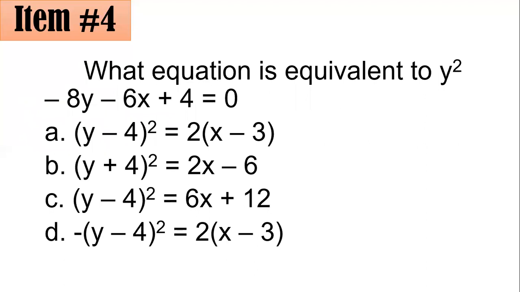What equation is equivalent to y squared minus 8y minus 6x plus 4 equals 0? When we say equivalent, these two equations appear different, but through algebraic means, they could actually be the same equation. In this case, we will be expressing this equation into another form. But which of these forms is correct?